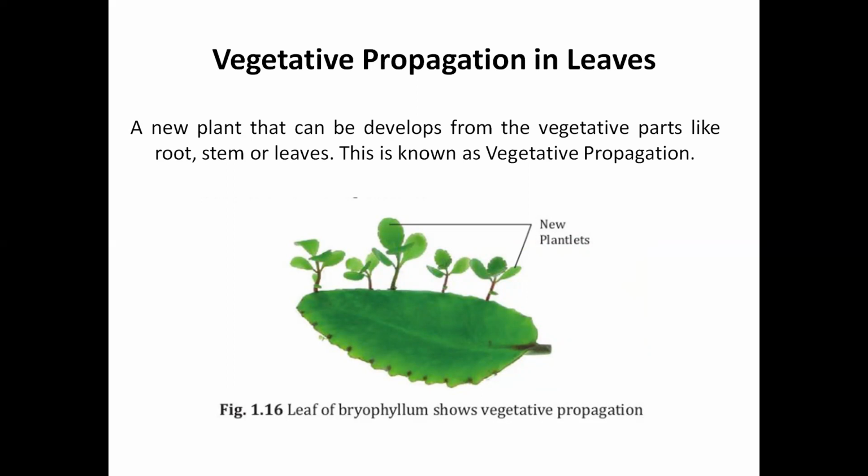Some plants such as Bryophyllum and Begonia produce adventitious bud on their leaf margins. When the leaf of such plant falls on the moist soil, these buds develop into new plantlets. So the leaf of such plant are thick, fleshy, thus they provide enough food and water to the new plantlets. So here is the figure of leaf of Bryophyllum showing vegetative propagation in the plant.